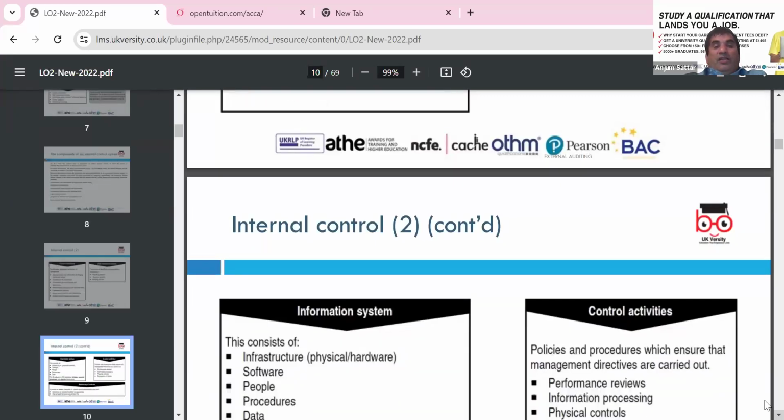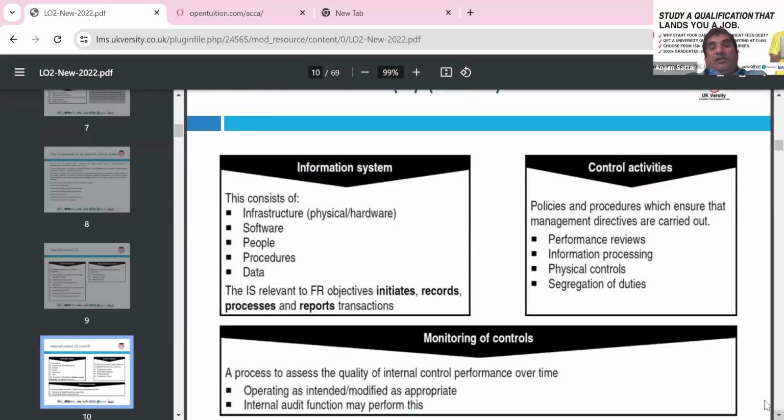Okay, so internal control: information system, control activity. So the information system: infrastructure, physical hardware, software, people, procedures, data. Like, the password policy is what you have in our organization.